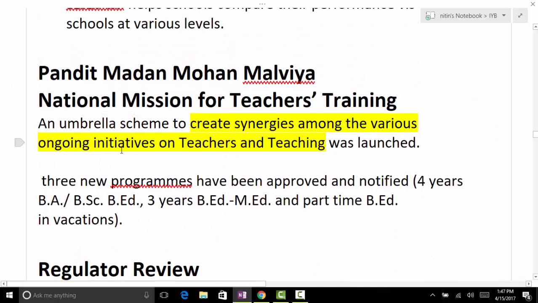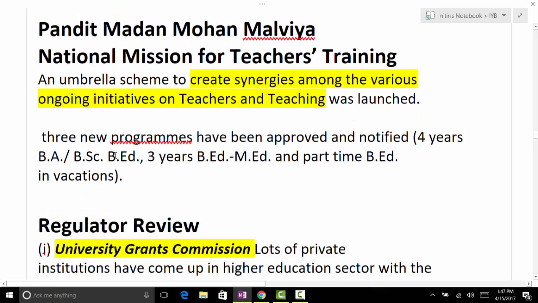Then there is the Teachers Training Program, the National Mission for Teachers Training, on the name of Pandit Madan Mohan Malviya. It is a kind of umbrella scheme to bring all the schemes of teachers training under this. Just remember this.